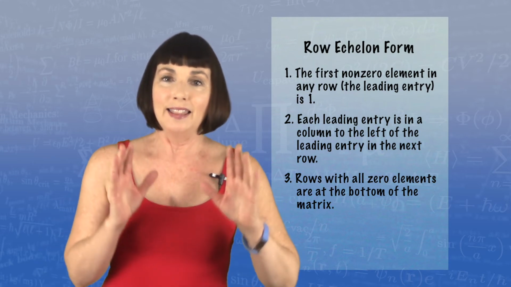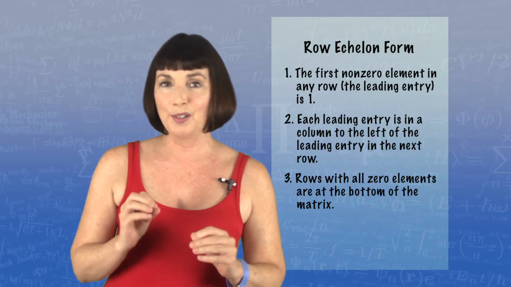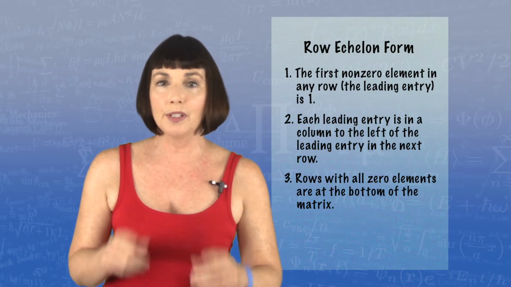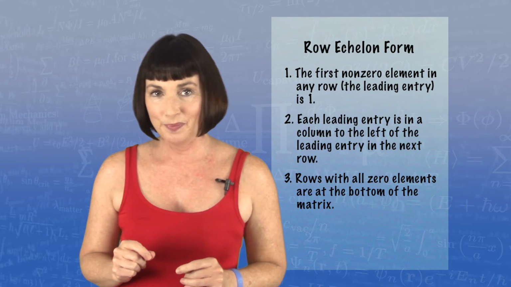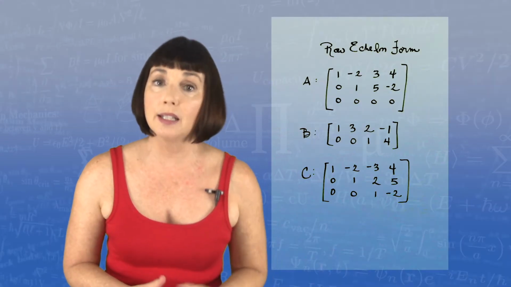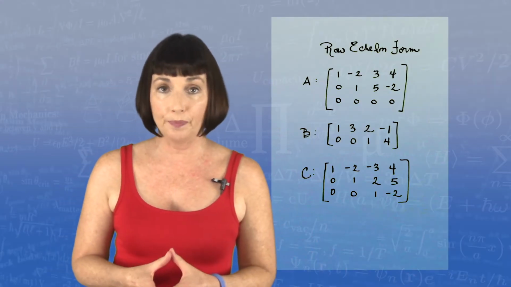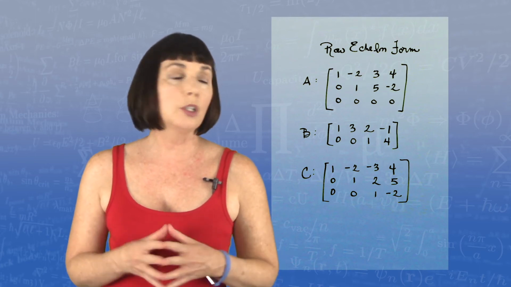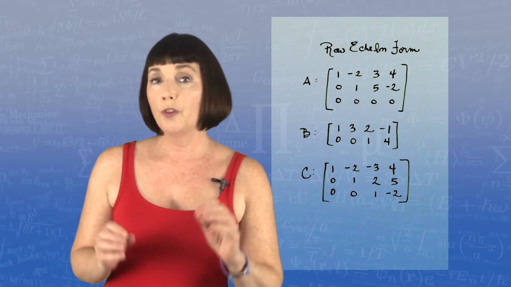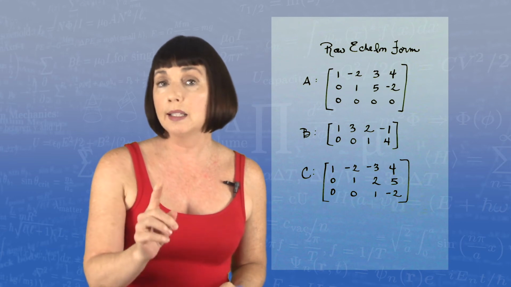Now, these conditions are a lot easier to understand when you look at examples. So let's look at some examples. These three matrices are in row echelon form. Now, if we look across any row, the first non-zero number we see is a 1.